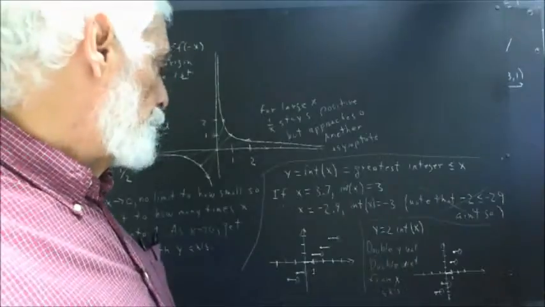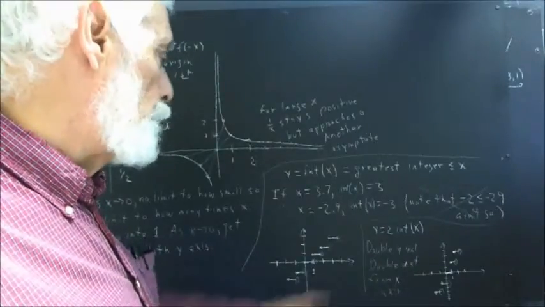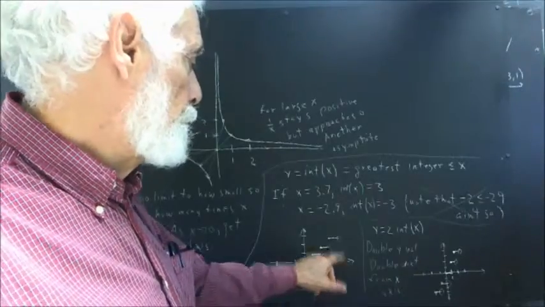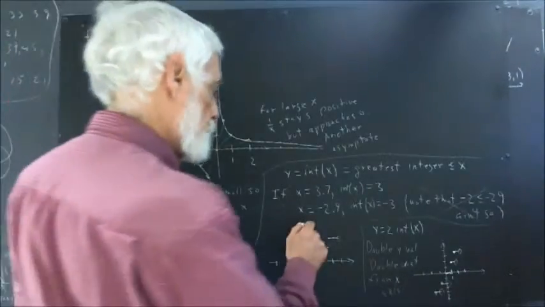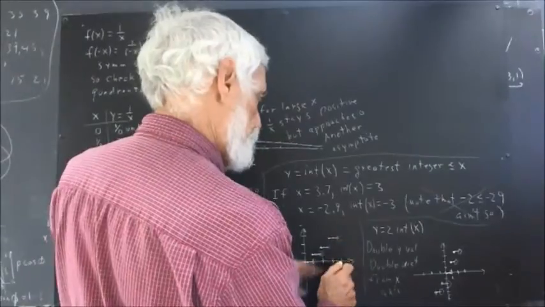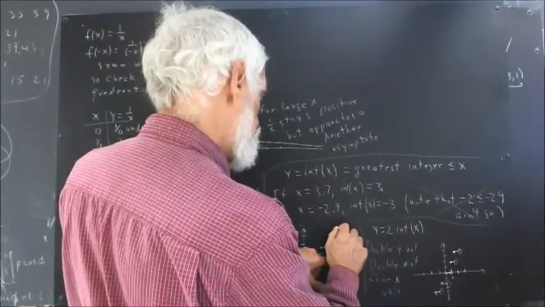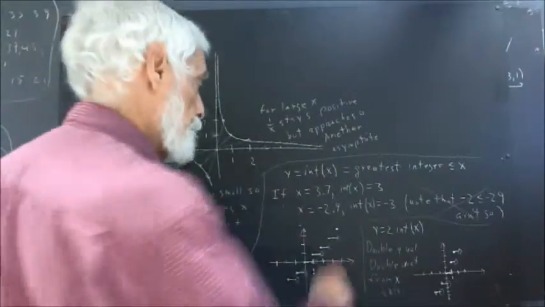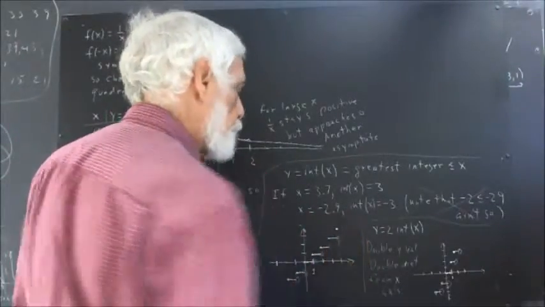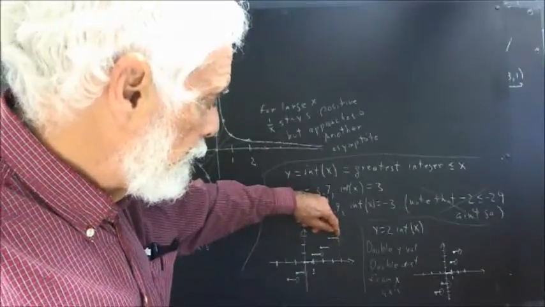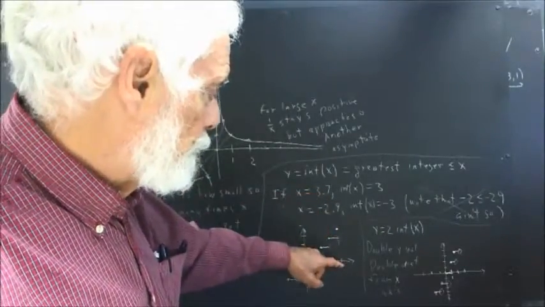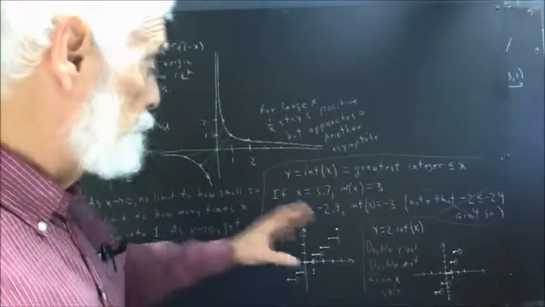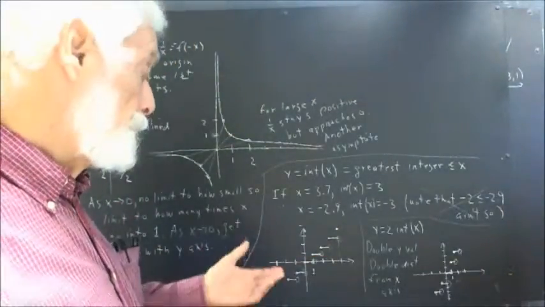So if x was 4, so there's 1, 2, 3, 4. The greatest integer would not be 3, it would be 4. So at x equals 4, the greatest integer would be 4, giving us this point on the graph directly above x equals 4. And the point 4, 3 would not be on that graph. Now let's see how that works with all the other conditions.